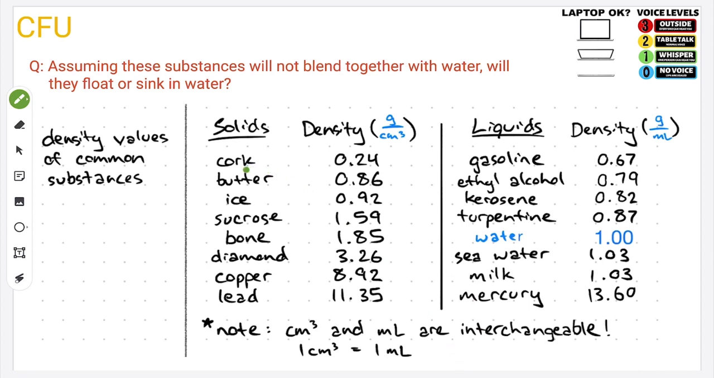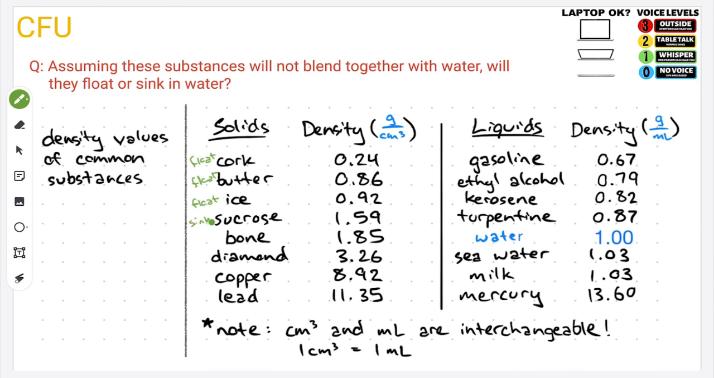So, a cork, will that float or will it sink in water? Here's the density of water. Butter, will it float or sink? Pause the video, think about it. Here are the answers. A cork is less dense than water, so that will float. Butter is less dense than water, it will float. Ice is less dense than water, it will float. Sucrose, assuming it doesn't blend together with the water, it is more dense, it would sink.